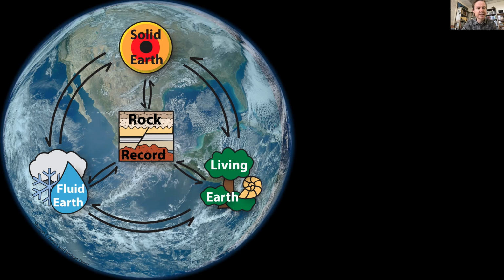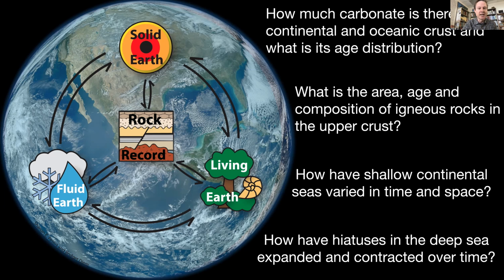So Macrostrat is really primarily motivated by the desire to provide a quantitative answer to questions like, how much carbonate is there in the continental and oceanic crust, and what is its age distribution? What was the area and age of composition of igneous rocks in the upper crust? How have shallow seas varied in time and space? How have hiatuses in the deep sea expanded and contracted over time?